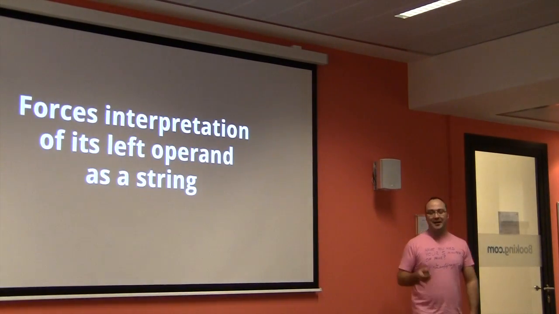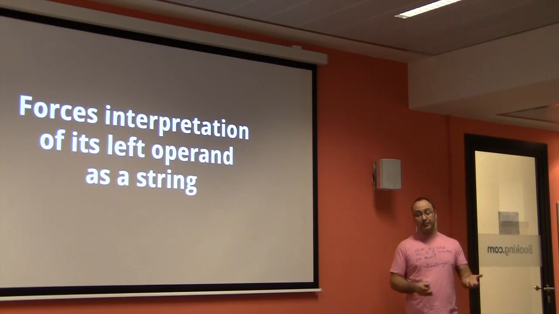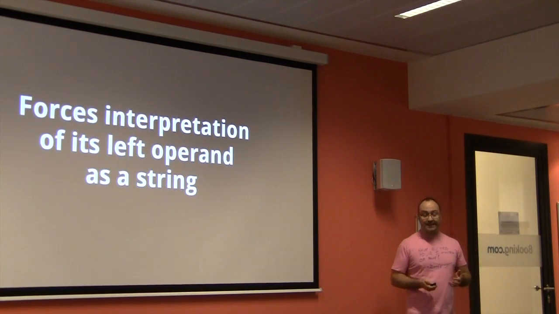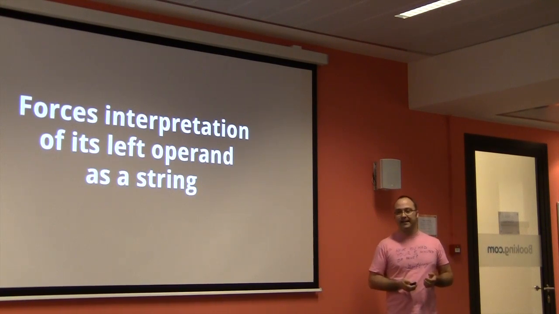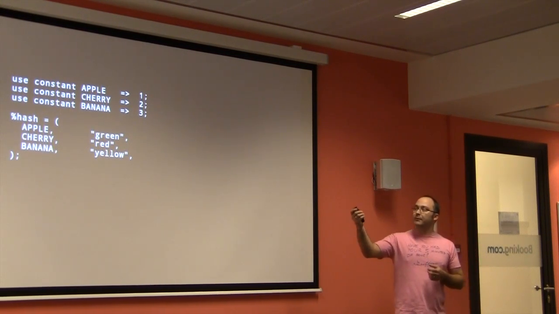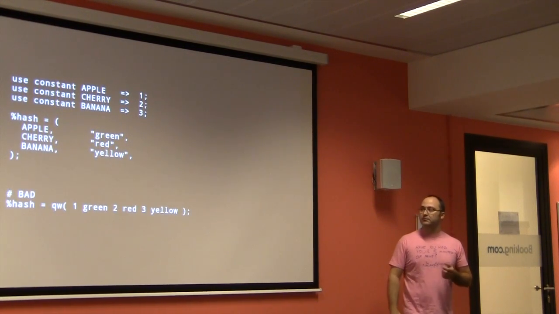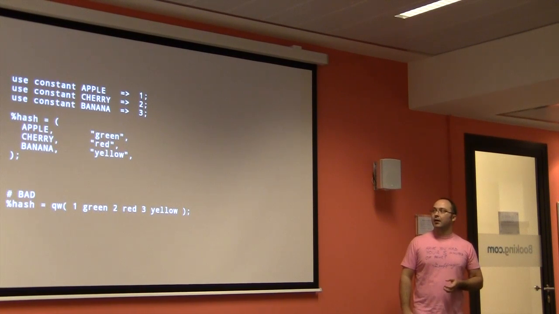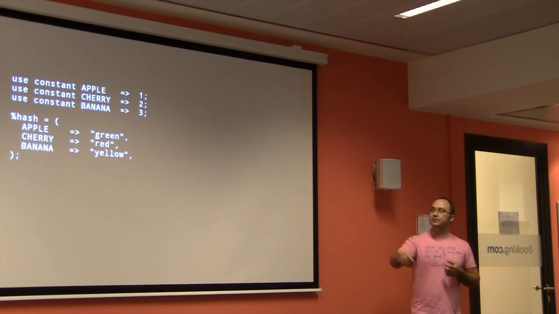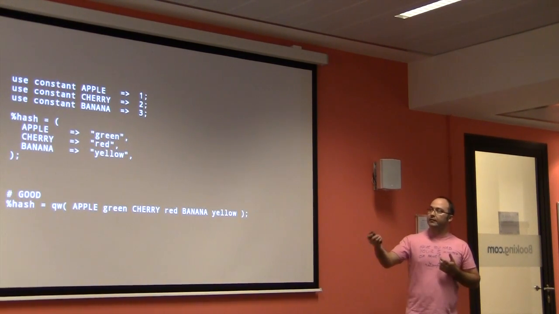Okay, so the fat comma forces the interpretation of its left side as a string. If it's a bareword, Perl interprets it as a string. So here's an example. You've got functions. If you set up your hash like this, as a list, you're going to get the wrong result. You don't want the functions to be run. So the way to fix this is to replace the comma with the fat comma, right? And you get the right result.